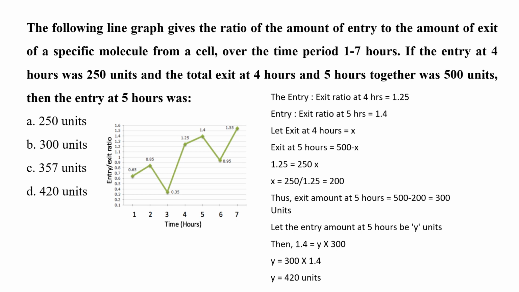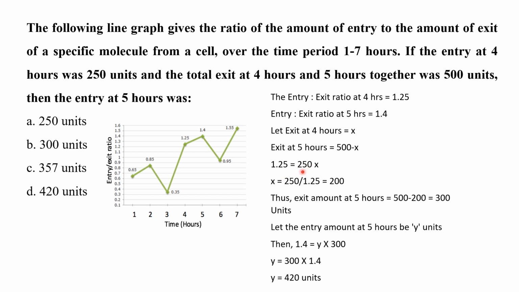So from this we can see that the entry to exit ratio at 4 hours was 1.25, which is somewhere here at 4 hours. The entry to exit ratio at 5 hours was 1.4. Let the exit at 4 hours be x. So the exit at 5 hours will be 500 minus x, because we've been given that the total exit at 4 and 5 hours together was 500 units.